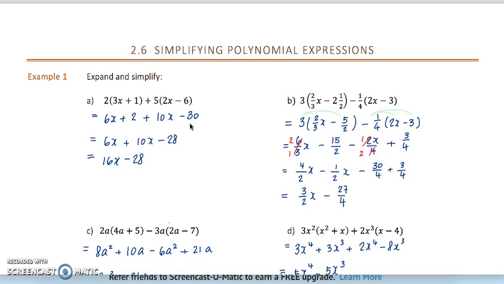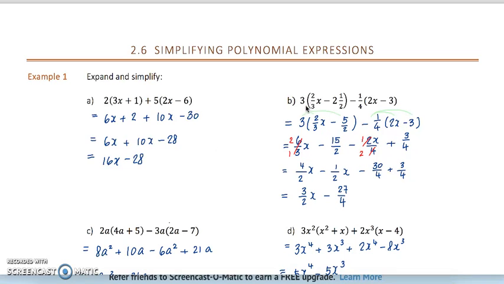And then you can collect some like terms. So 6x plus 10x, and then 2 minus 30 is negative 28. Collect like terms further, 6x plus 10x gives you 16x minus 28.